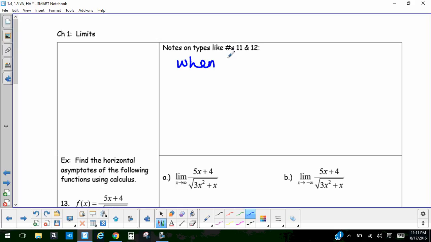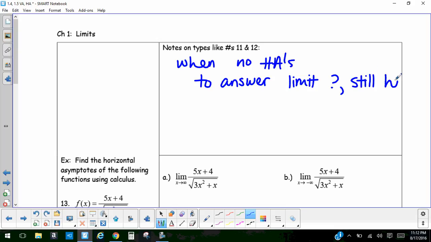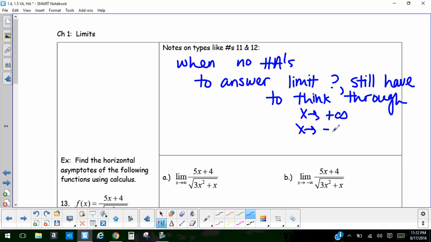When there are no HAs, you still, to answer the limit question, if that's what AP has asked you. So you know there's not an HA, but they're asking you to find this limit. To answer the limit question, you still have to check or have to think through what happens as x goes to positive infinity versus what happens as x goes to negative infinity, because you might get different answers. One might be a plus and one might be a minus.